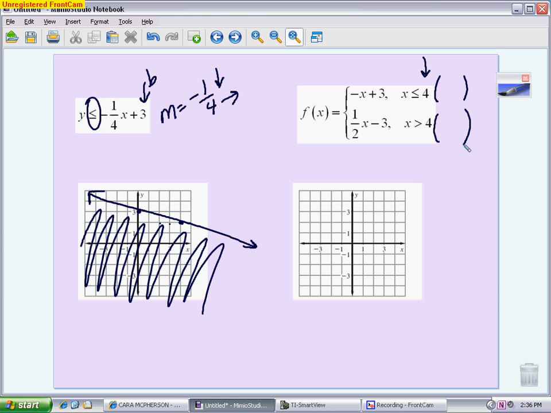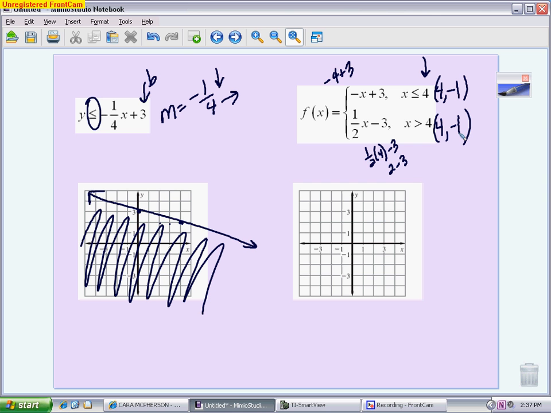So if I put 4 into the top equation, and here's where you can use your calculator. You can use a table function on your calculator, or you can do it in your head. Negative 4 plus 3 is negative 1. I'm also going to put 4 into the bottom equation. So I have half of 4 minus 3. That's 2 minus 3, which is negative 1.